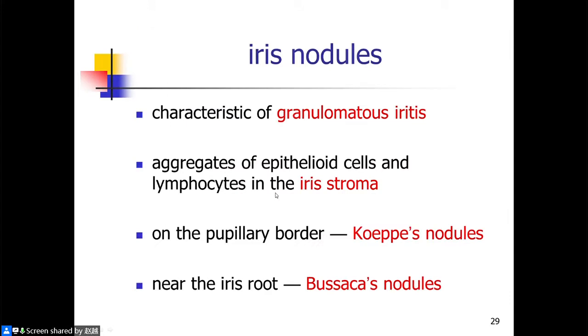Next sign is iris nodules. Iris nodules are characteristic of granulomatous iritis. They are aggregates of epithelioid cells and lymphocytes in the iris stroma. Koppe's nodules are on the pupillary border. Busacca's nodules are near the iris root.